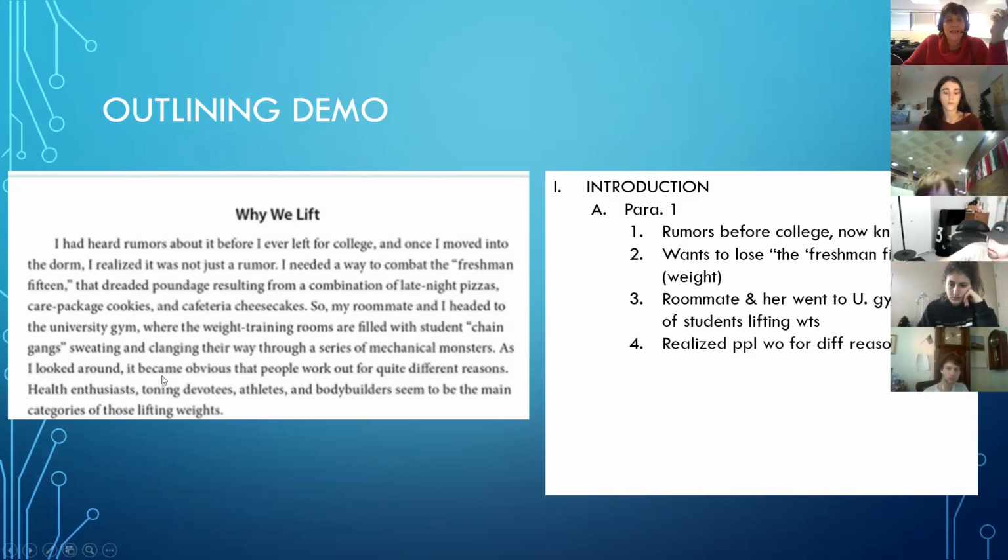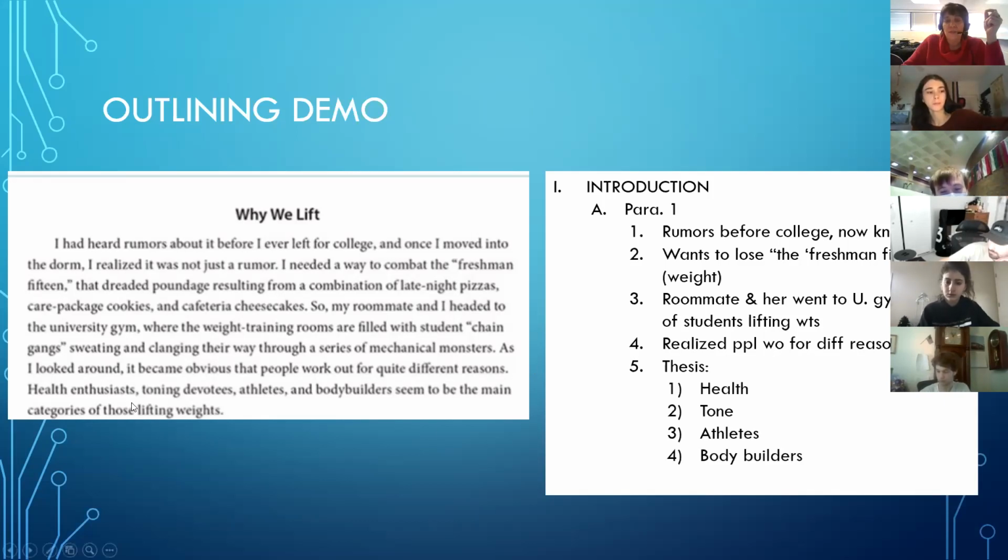The next sentence says, "As I looked around, it became obvious that people work out for quite different reasons." So she realized people work out for different reasons. And then I get to what I assume is her thesis statement. Thesis statement tells me the point she's going to make. In this case, she's going to categorize the different reasons people work out. And so her thesis is she comes up with four: for health, for toning, because they're athletes, or because they're bodybuilders.